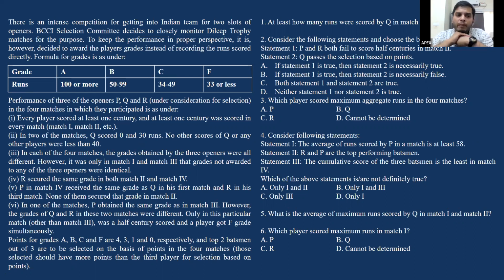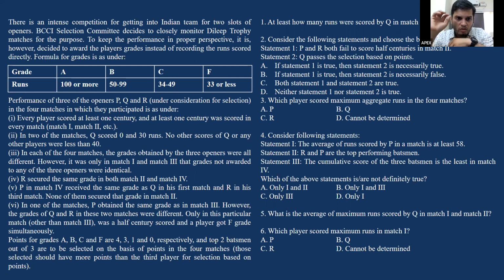Okay, every player scored at least 1 century, and at least one century was scored in every match. So in every match you will be having grade A for sure. And for each player also you need to have a grade A for sure. In 2 of the matches, Q scored 0 and 30. No other scores of Q or any other players were less than 40. So Q got F grade in 2 matches.